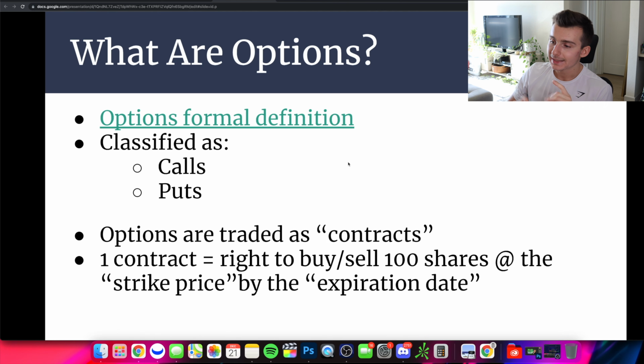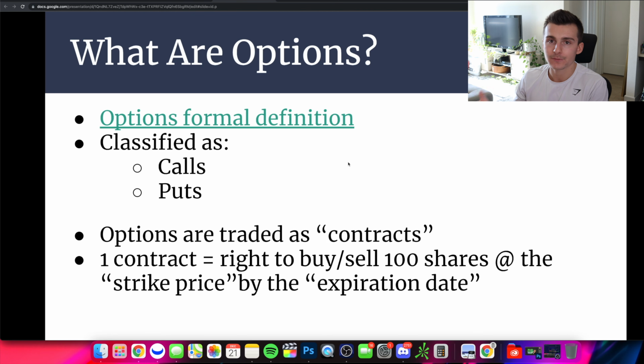Now, one contract is the right to buy or sell 100 shares at the strike price by the expiration date. Now, we'll dive into the strike price and the expiration next, but that's what you have to understand when it comes to options. So we trade option contracts. We're not trading shares, okay?